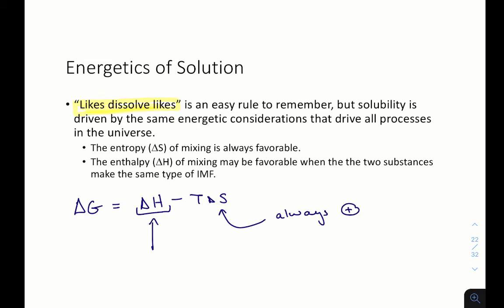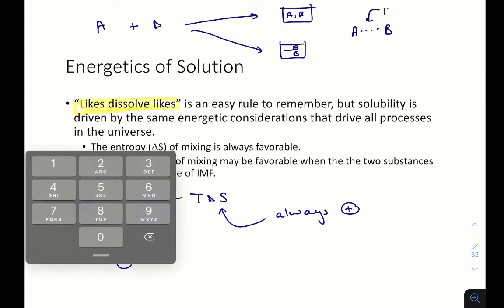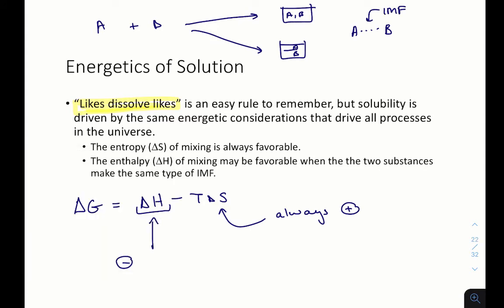In order for the enthalpy of mixing to be favorable, or negative, the intermolecular forces that the two substances you're mixing have must be compatible. Let's imagine you're mixing substance A and B, and you want to know: are they going to mix and make a homogeneous solution, or not mix and make a heterogeneous solution? This really depends on whether or not A and B can make intermolecular forces with each other. And in order to make an intermolecular force of attraction with each other, they need to make the same type of intermolecular force of attraction.